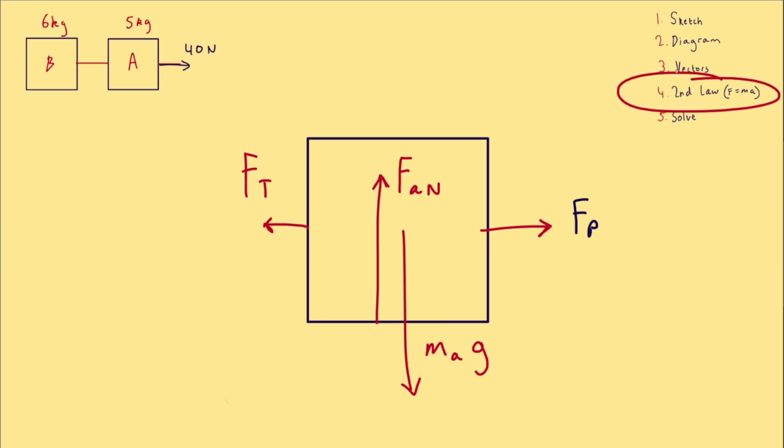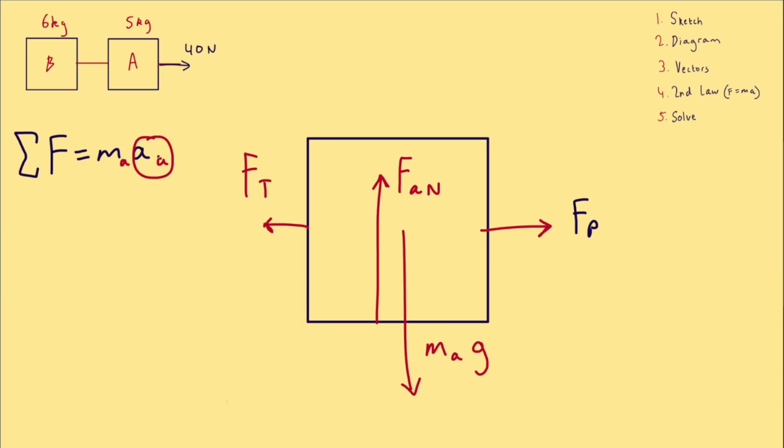Step 4 is to apply the second law. The second law is F equals ma, as you know, but we're going to label this m with A and this a with A. This means the mass of A times the acceleration of A. And we're also going to label the forces with X because we're looking in the horizontal direction for this. So the net horizontal force is the force of our pull minus the force of the tension. So they're going in different directions. And this is equal to mAaA.